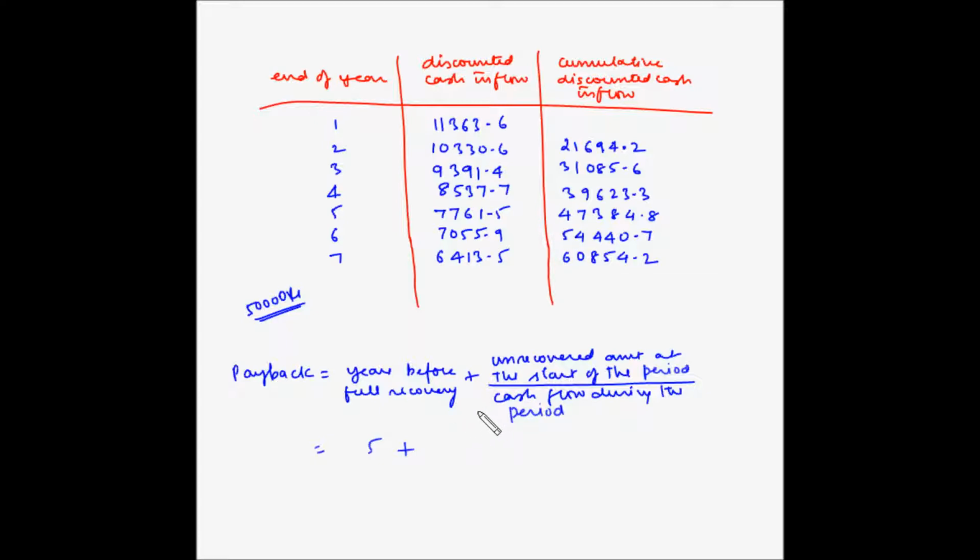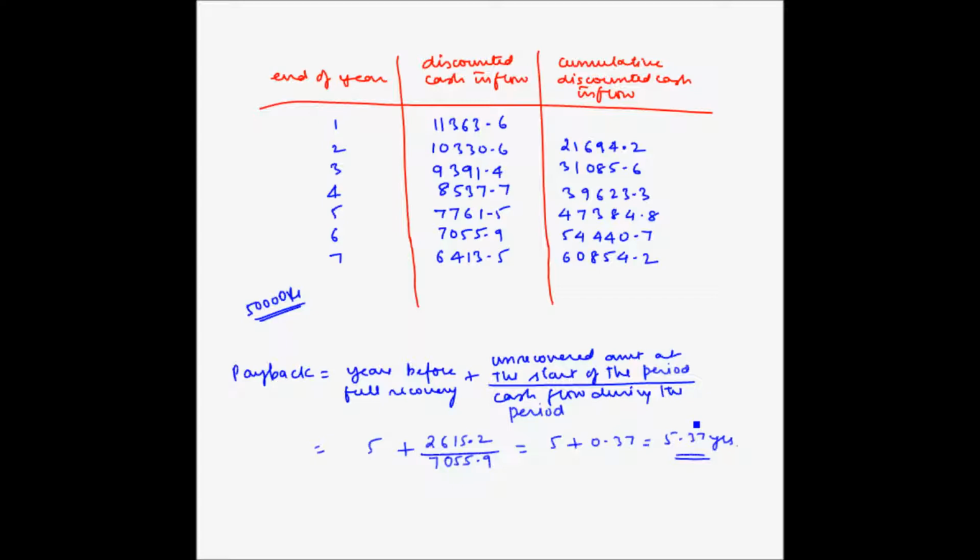So this is equal to 2615.2 divided by cash flow during the period. So the cash flow during the 6th year is 7,055.9. So this is equal to 5 plus 0.37, which is equal to 5.37 years. So if we discount the cash inflows at the cost of capital, then we will recover the investment outlay in 5.37 years.